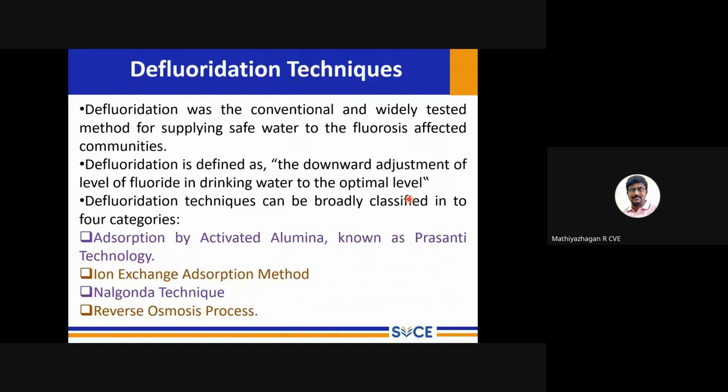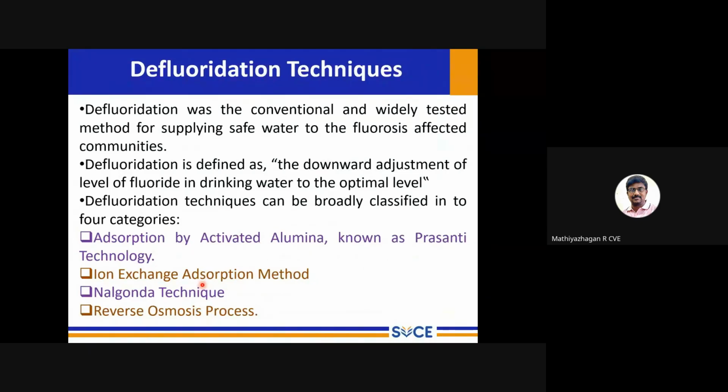So for the removal of fluoride, we have adsorption by activated alumina, called the Prashanti technique, or we go for any base exchange process, or the Nalgonda technique, or reverse osmosis. Anyway, reverse osmosis removes any kind of impurities from the water, so we go for reverse osmosis also. But for domestic water treatment, one of the proven techniques is the Nalgonda technique. We are not spending much amount for this particular technique.